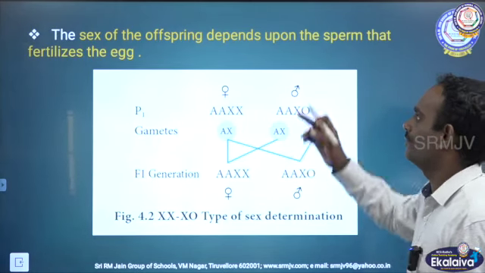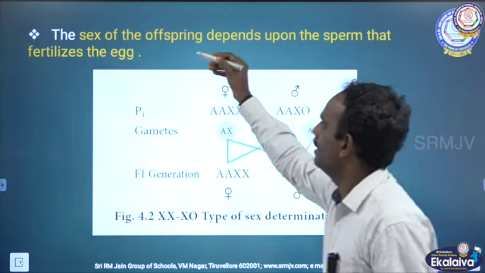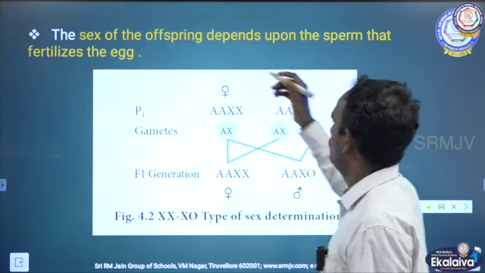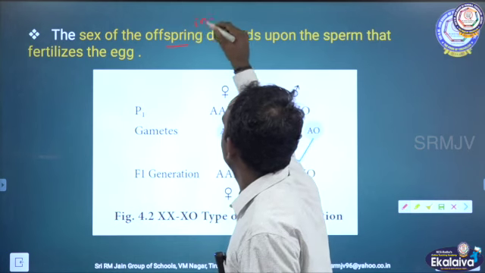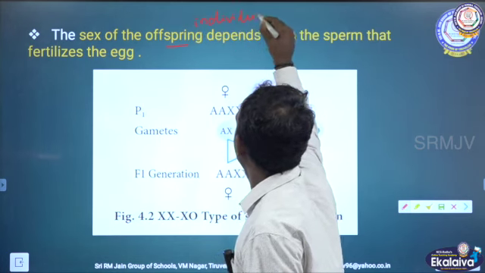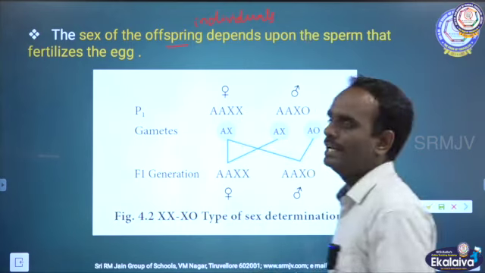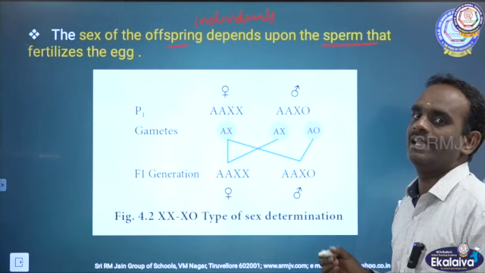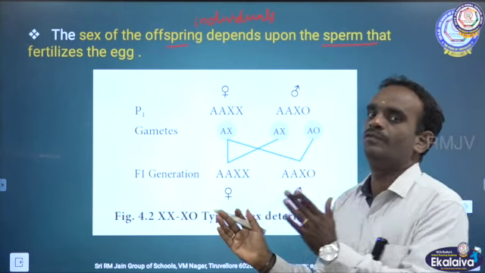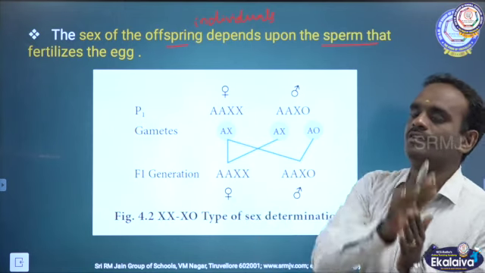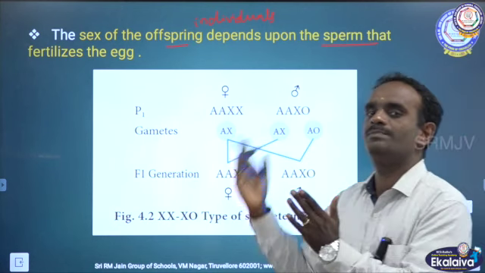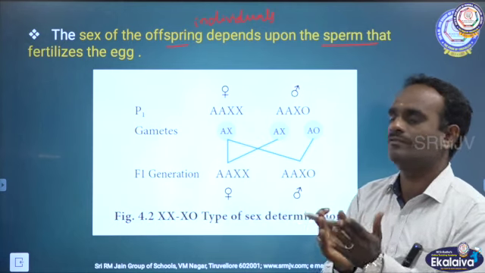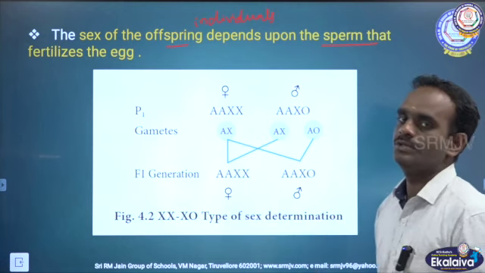The sex of the offspring. Offspring is nothing but individual. The sex of the individual depends upon the sperm that fertilizes the egg. If the X sperm fused with the X of the female egg, what will happen? XX is formed, then it is a female individual.